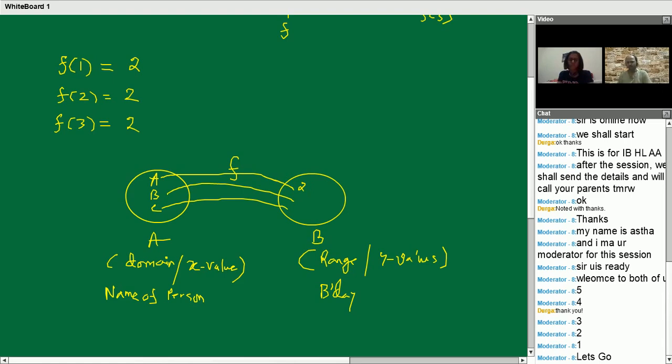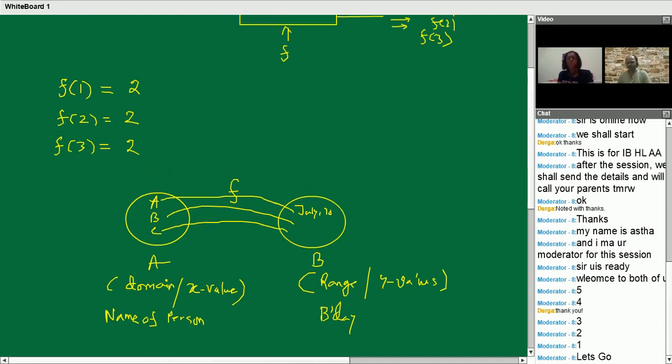Can you see that one of your friends, like B, is it possible to have the same birthday? Yeah. And what about C? It's also possible. So it means a function holds the same thing: different x values or different inputs can have the same output. It's possible. So many to one is possible. This is the first concept we need to know.